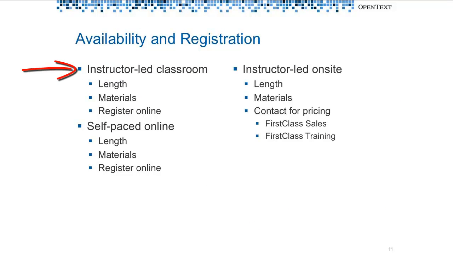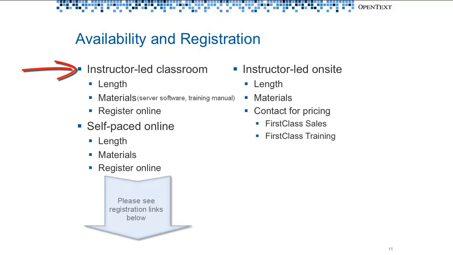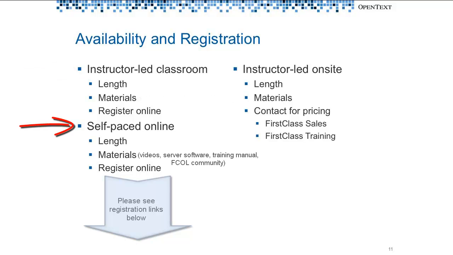This course is available as an instructor-led 2-day classroom course at various locations throughout North America. It includes hands-on exercises and a training manual. This course is also available as an online course which includes videos, hands-on exercises, a training manual, and an FCOL community with additional content and access to FirstClass instructors. Even though this is a 2-day classroom course, in the online format, the time limit is extended up to a maximum of 4 weeks to accommodate busy work and personal schedules.